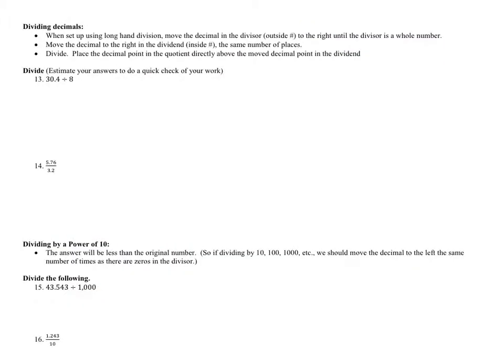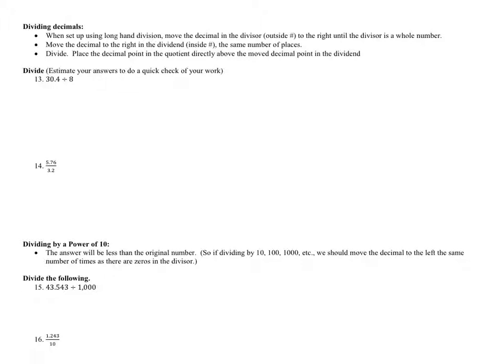The last operation we're going to look at with decimals is division. When we divide decimals, we're going to set up long division and then move the decimal place in the divisor until the divisor is a whole number. Well, if we move the decimal place in the divisor, we must also move the decimal place in the dividend the same number of places. We'll divide as if they were whole numbers, and then place the decimal point in the quotient, or our answer, directly above the decimal place in the dividend.